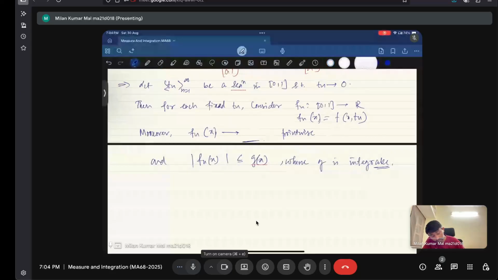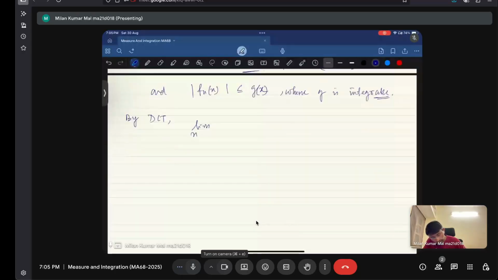So therefore, by the dominated convergence theorem, limit n tends to infinity of integration over x of fn(x) d mu is equal to integration over x of h(x) dm1(x). Okay, I can remove the x here because it is the same thing. So this is what it is.